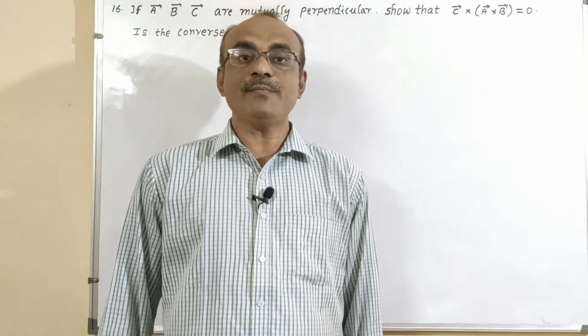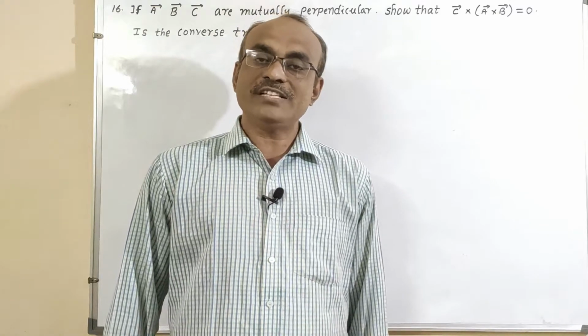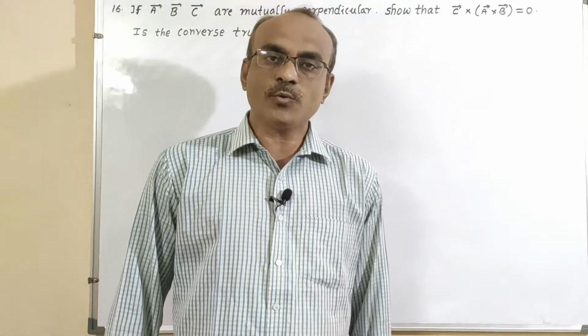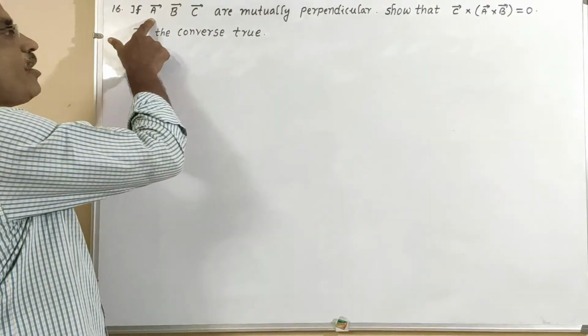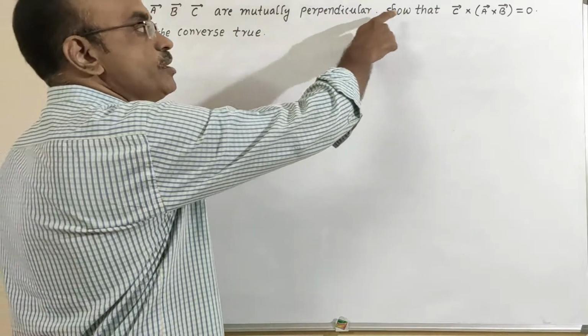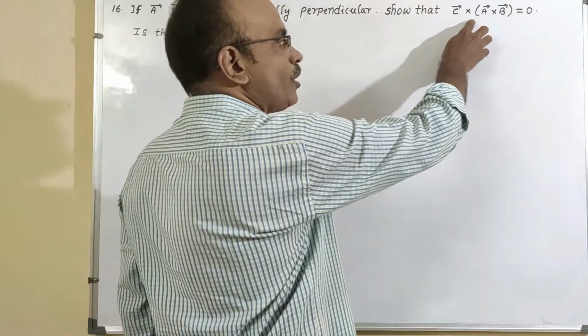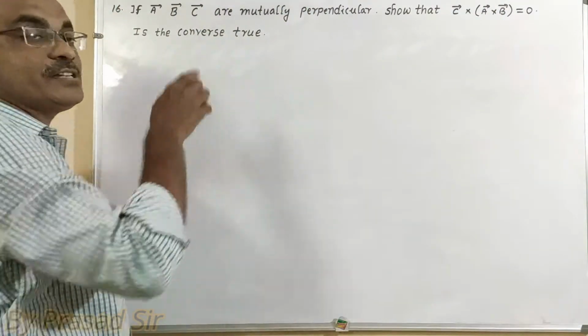This is Prasad. I am going to explain the H.C. Verma solutions, chapter number 2, Physics and Mathematics. Now the question number 16. If A vector, B vector, C vector are mutually perpendicular, show that C vector dot A cross B is equal to 0. And is the converse true?